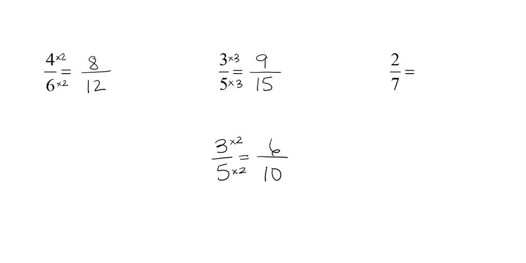There is an infinite amount of equivalent fractions that you can make. One more example. I'm going to multiply both my numerator and my denominator by 5 this time. 2 times 5 is 10, and 7 times 5 is 35. Because I multiplied both the numerator and the denominator by the same number, this fraction here is equivalent to this fraction here.